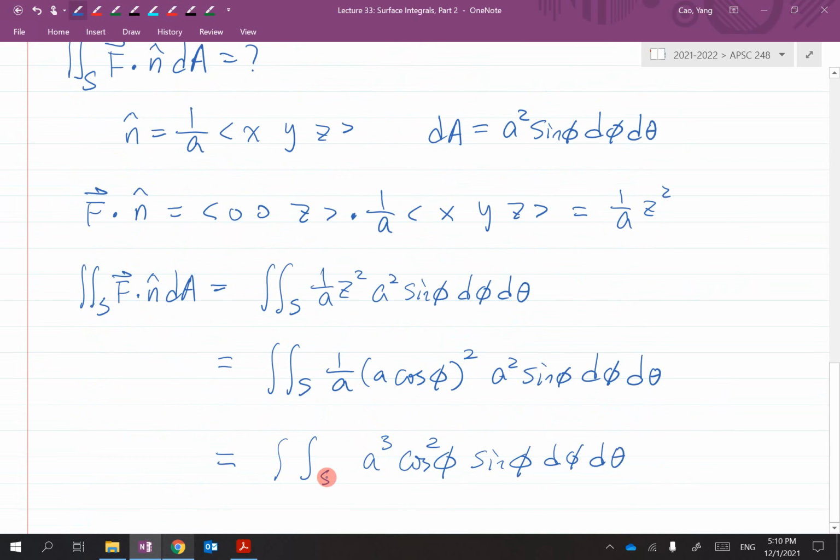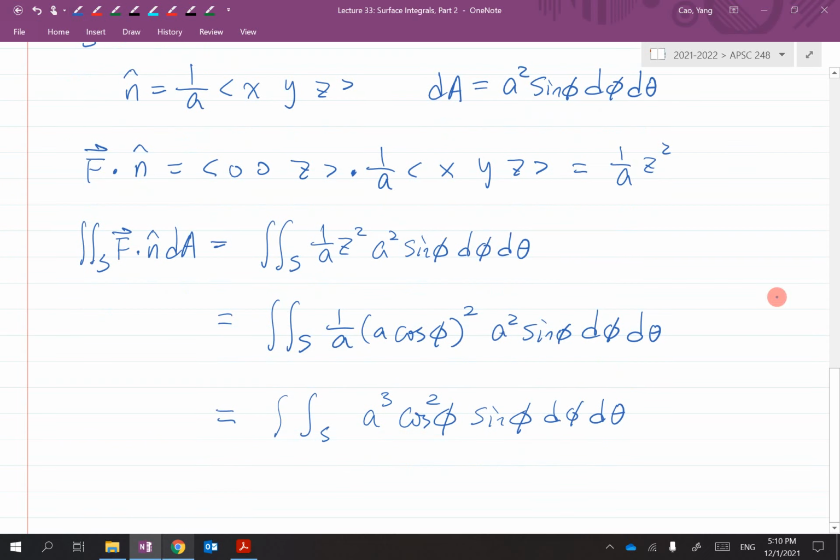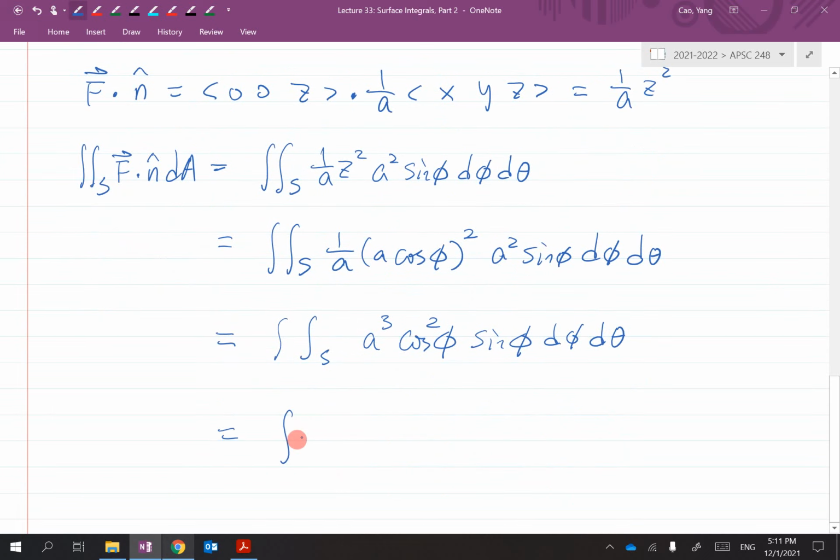Still the same surface we're integrating, the whole spherical surface. The last step is to do the integral. The integral only involves two variables, phi and theta, which are part of the spherical coordinates. When you try to find the integral limits for phi and theta, you're going to follow exactly the same procedure as you have done for triple integrals using spherical coordinates.